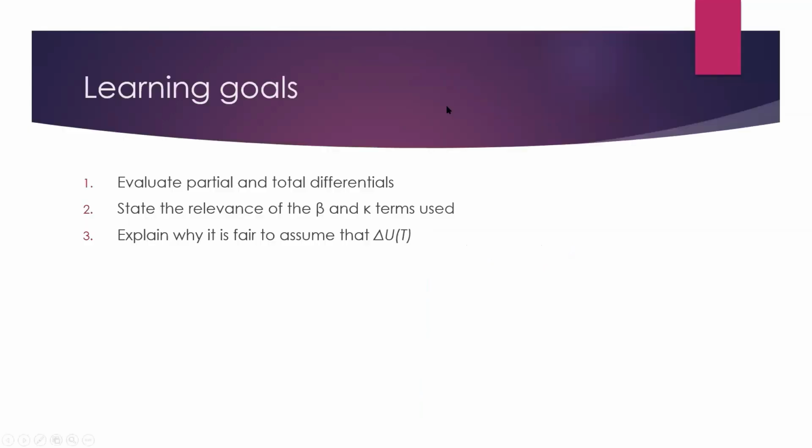So the learning goals for today are to be able to evaluate partial and total differentials, as well as exact differentials for state functions. We're going to see a couple of terms, beta and kappa, that are used to describe these state functions. These are terms that come in when we don't assume the ideal gas law. We'll see what those are. And at the end, we're going to evaluate what the internal energy is and why, and we're going to want to explain why it's fair to assume that the internal energy only changes as a function of temperature, which is what we did in the last lecture. Today, we're going to be all on the whiteboard. We have a lot of math to do, so let's go ahead and get going.